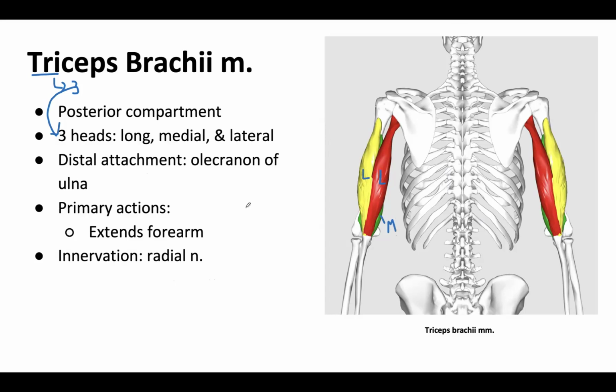All three of these are going to have an attachment on the olecranon distally, and you can have an understanding of why the olecranon is so built up, because this is such a large muscle that's attaching there. The primary action of this muscle is extending the forearm or the elbow joint. And since it is within the posterior compartment, it is innervated by the radial nerve. And so go ahead and do me a favor right now. Jot down in your notes, radial nerve equals posterior.